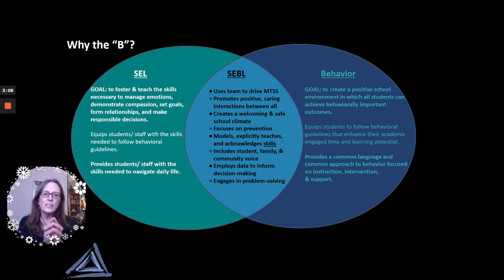Well, both use a team-driven process to create their multi-tiered system of support. Both promote positive, caring interactions between all. Both create welcoming and safe school climates. Both focus heavily on prevention. In both, we model and explicitly teach and acknowledge the social emotional behavioral learning competencies to students. With both, we want to include student, family, and community voices. With both, we want to be data informed and we want to problem solve.